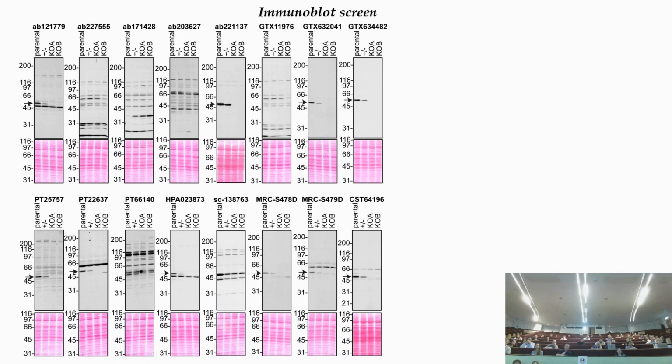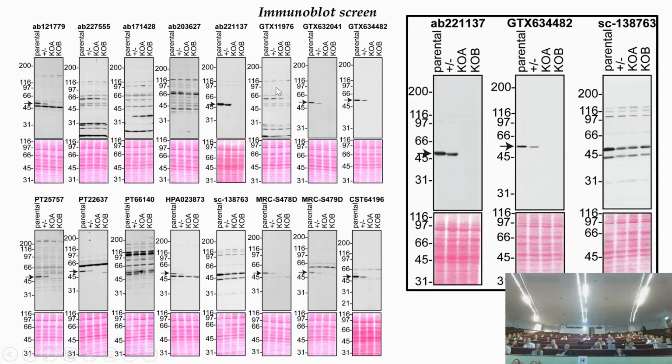So we went through all of this kind of data, and we'll focus on these three for now. Here's one where you can see a beautiful band at 45, with a half loss and then complete loss in the knockout. Same thing with this one. This one, there's a band at the right size, and you can imagine it would be easy to get misled. Now, I'm going to deliberately not talk about the names of the companies as I go through. I'm not going to tell you the name of that company. I'm not going to mention the name of that company. But maybe you can guess.